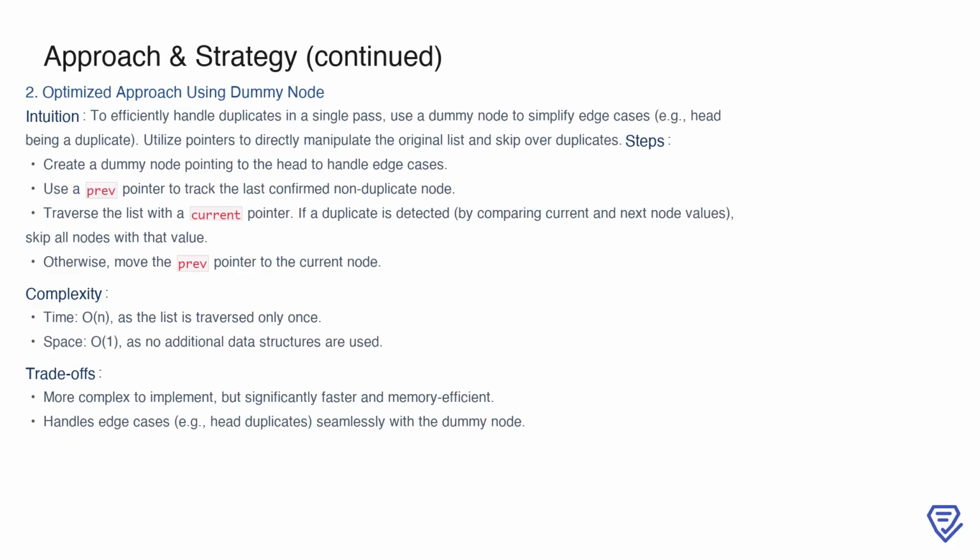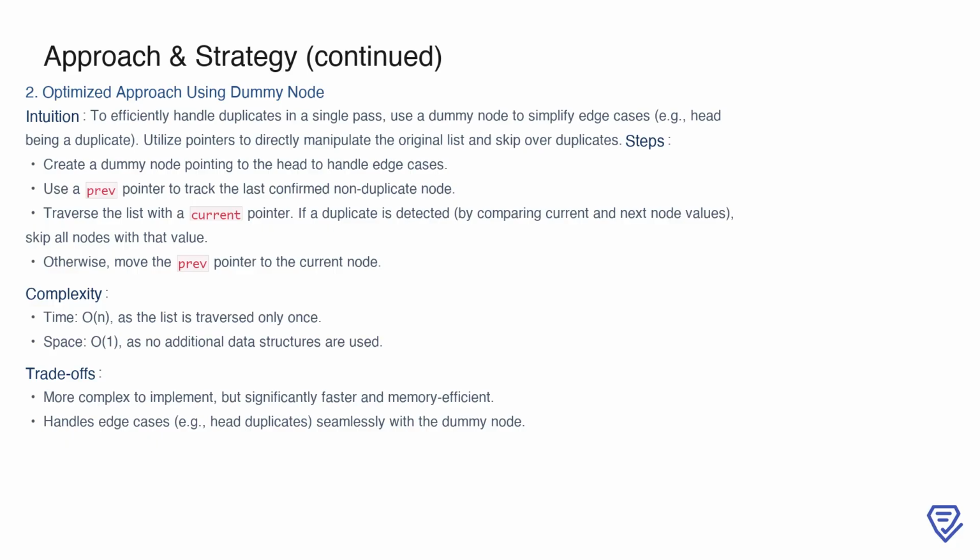If a duplicate is detected by comparing the current node's value with the next, we skip all nodes with that value. If no duplicate is found, we advance the previous pointer to the current node. This approach is not only efficient, with a time complexity of O(n) due to the single pass, but also memory efficient, requiring O(1) additional space.